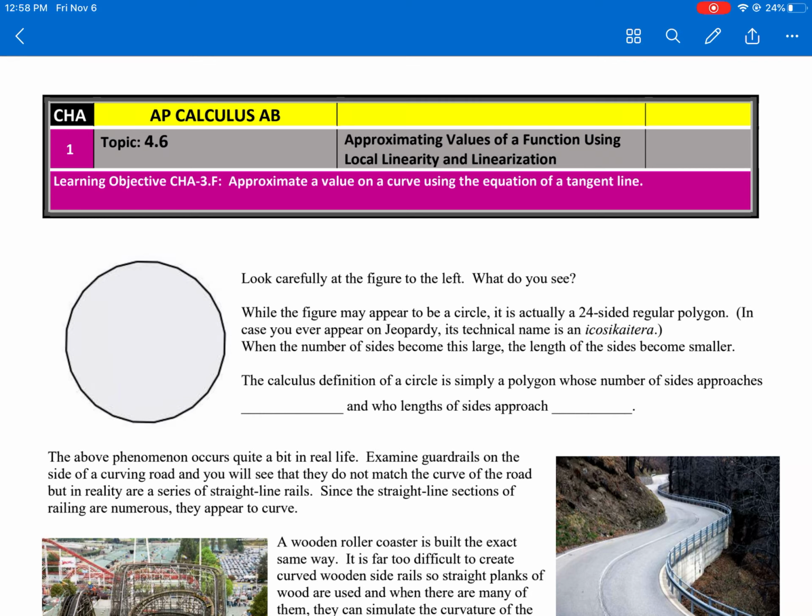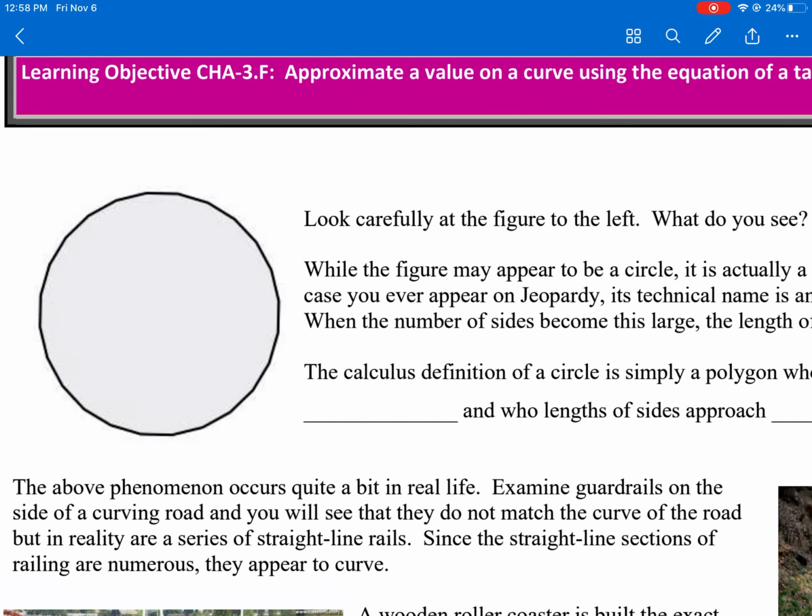So look carefully at the figure to the left. What do you see? Well, at quick glance, you could think this is a circle, but if you look a little bit closer, it is actually a 24-sided regular polygon. And in case you ever appear on Jeopardy, its technical name is icosicatera. I am probably butchering the name of that, but I did my best.